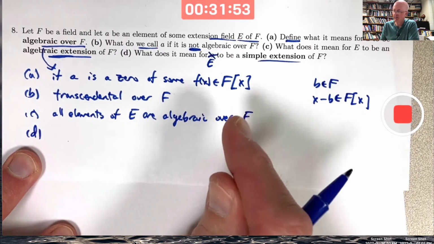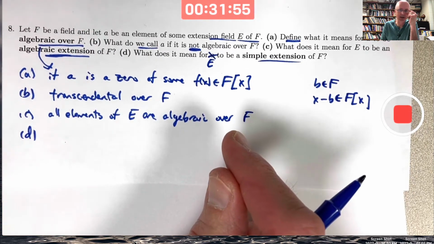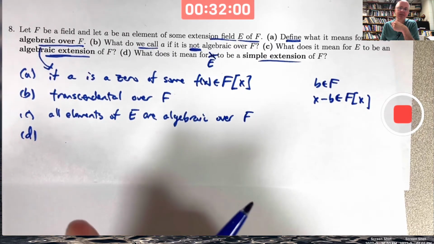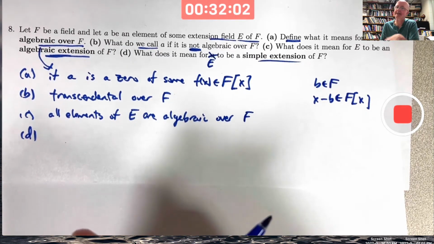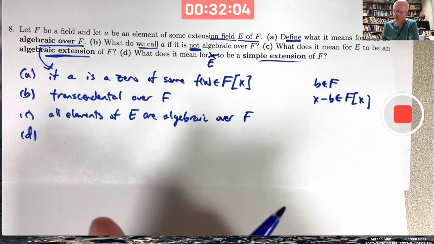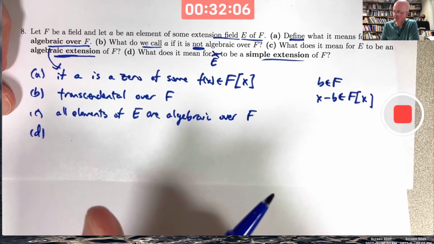I didn't ask for it here, but I could have also asked, what does it mean to be a transcendental extension? To be a transcendental extension means there's at least one element that's not algebraic. There's at least one element that's transcendental over F.